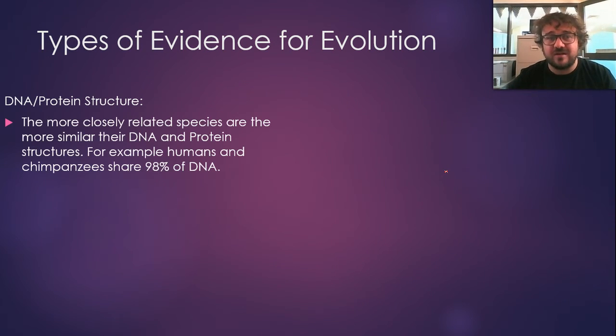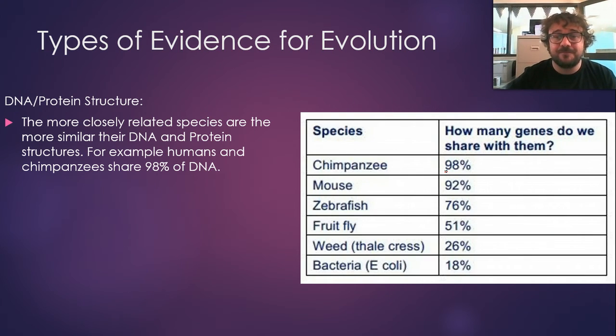DNA or protein structure. So the more closely related you are to another organism, the more similar your DNA and protein are. For example, we share about 98% of our DNA with chimpanzees. And this is the genes. That's not like the whole thing. So just our genes, we share about 98% with chimpanzees, 92% with a mouse, 26% with a weed. It's about 40% with bananas. That's my favorite. It's roughly 40% for bananas. 76% for zebrafish. Zebrafish, not even that closely related to us. It's a fish.